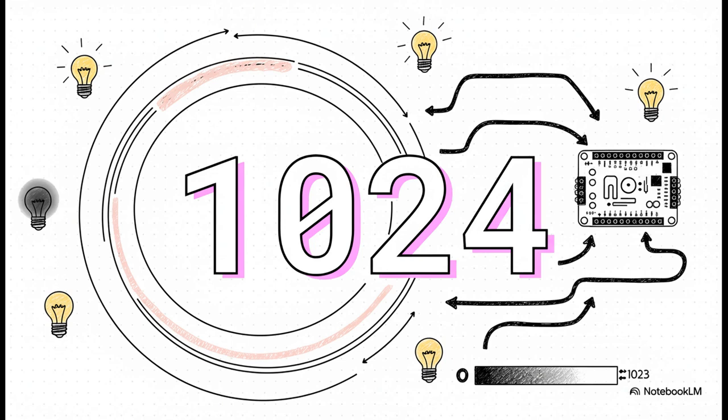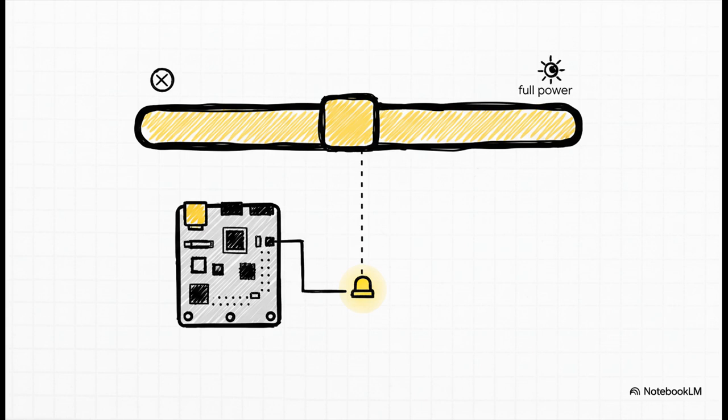So what does this little trick mean for us when we're coding? It means that to control that dimming effect, we get a much bigger range of numbers to use. Instead of just 0 or 1, we get 1,024 different steps of control, from 0 all the way up to 1,023. And here's what that looks like in practice.